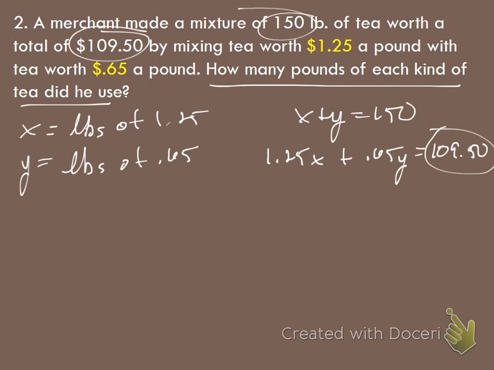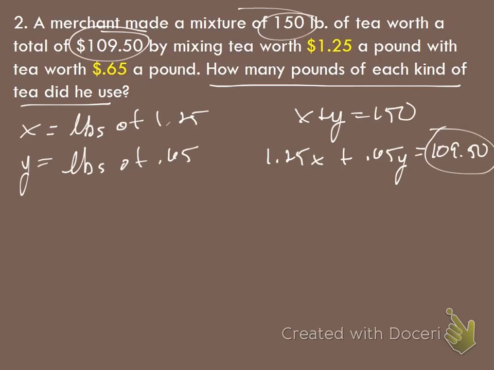This is going to be the most confusing part. And so we have to keep talking about why we're either multiplying or not multiplying. Okay, but hopefully that makes sense. Since the $109.50 is not a price per pound, then we don't have to multiply that by the 150. Now, if they had said something like the price per pound of the new mixture is $1.10, then we'd have to multiply the 150 times $1.10. But they didn't say that.